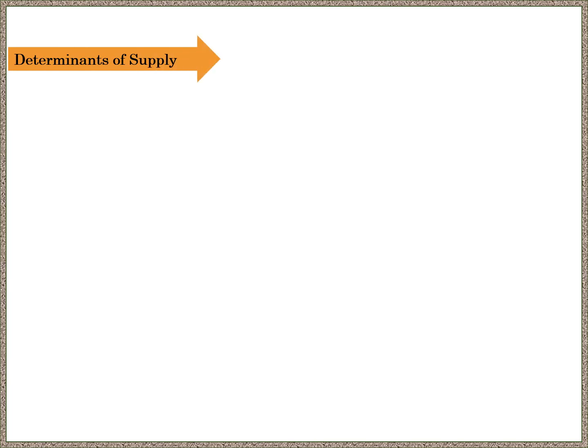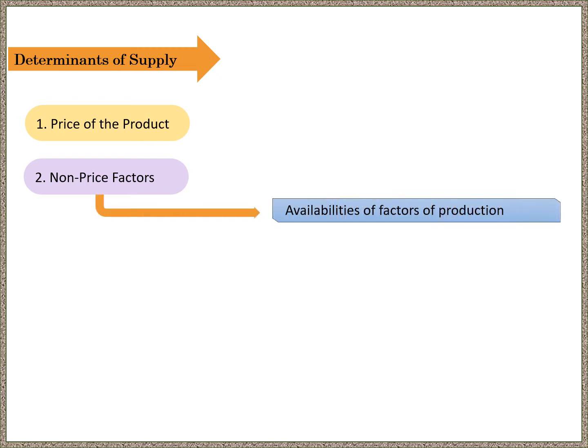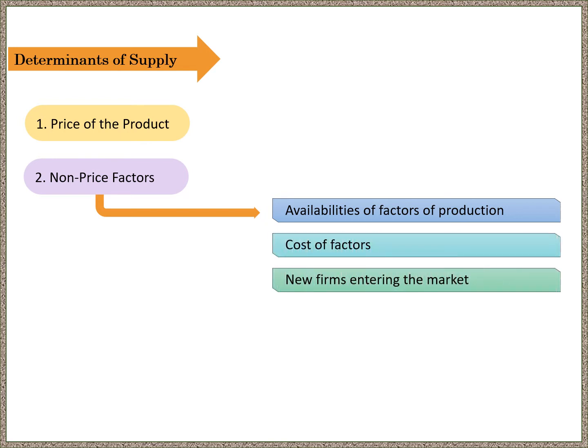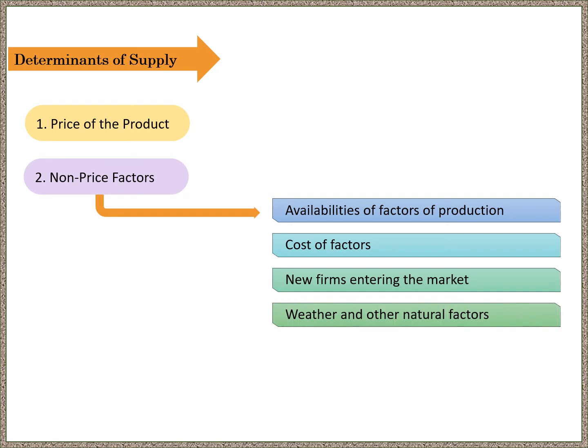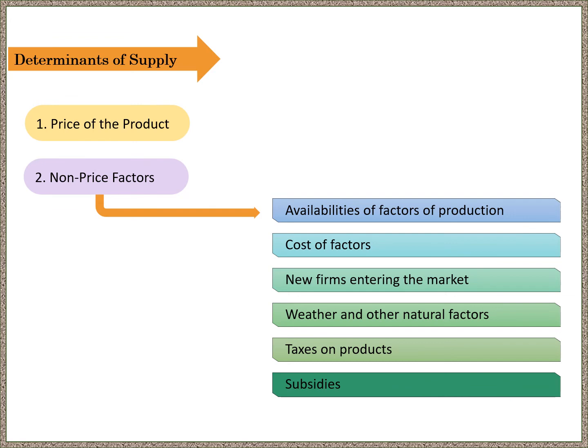Now let us understand determinants of supply. The first determinant is price of the product that influences the supply of the product. And the other determinants are non-price. These non-price factors include availabilities of factors of production, cost of factors, new firms entering the market, weather and other natural factors, taxes on products, and subsidies.